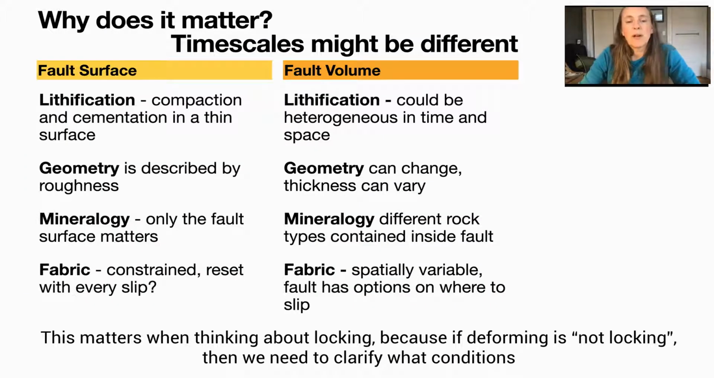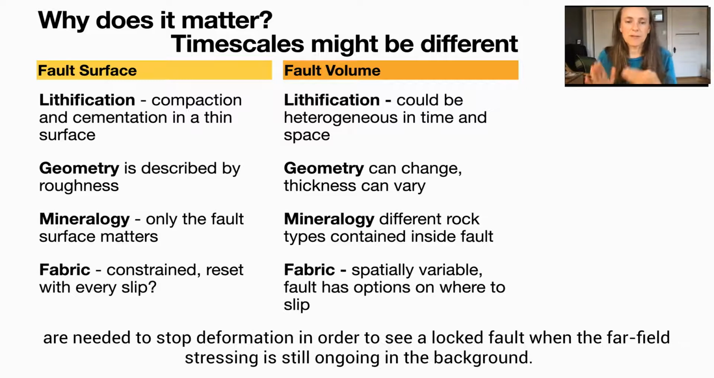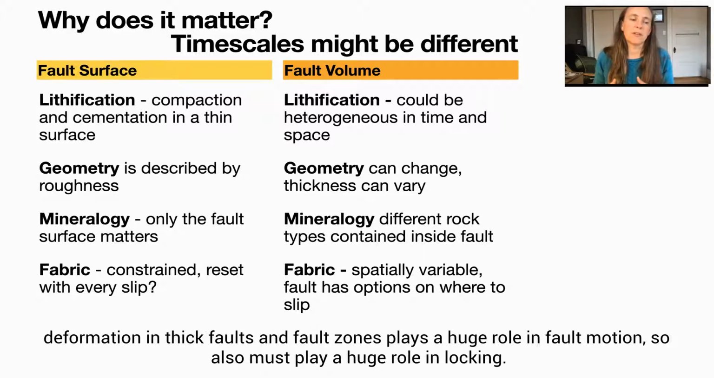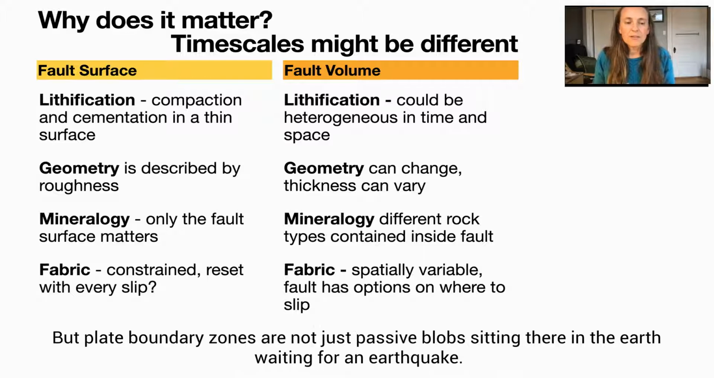This matters when thinking about locking, because if deforming is not locking, then we need to clarify what conditions are needed to stop deformation from happening in order to see a locked fault when the far-field stressing is still ongoing in the background. In this context, thinking of a fault only as a 2D slip surface leaves only frictional sliding to consider. But in the real world, deformation in thick faults and fault zones plays a huge role in fault motion, so also must play a huge role in locking. So now I'm going to go through these four domains and think about how they work and how they can evolve with time.